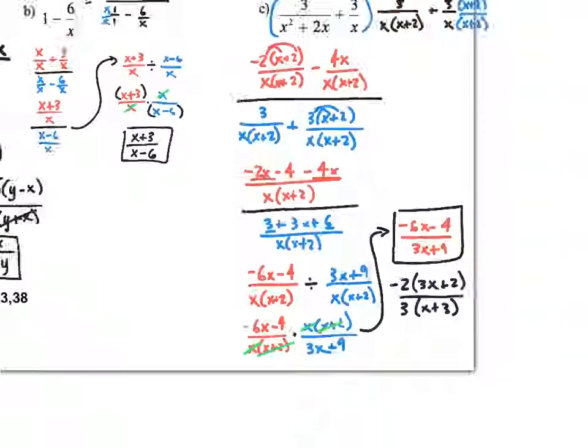Okay, so I apologize. There's not a whole lot of room to do these problems, so you may want to have an extra sheet of paper. So I apologize about that. But yeah, that's in a nutshell how we do complex rational expressions.